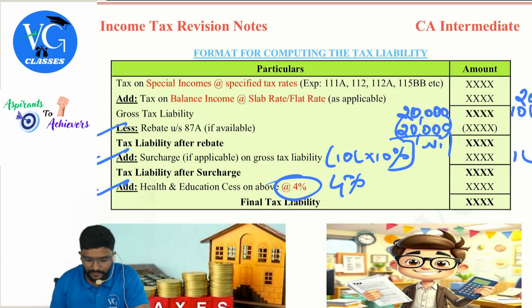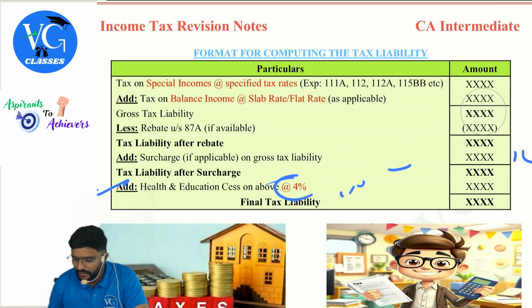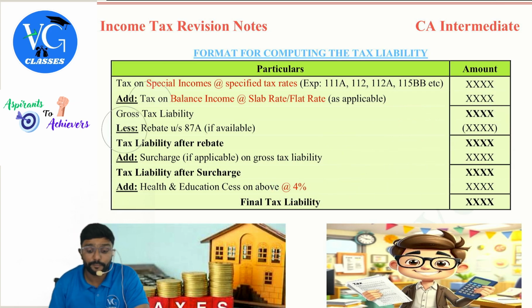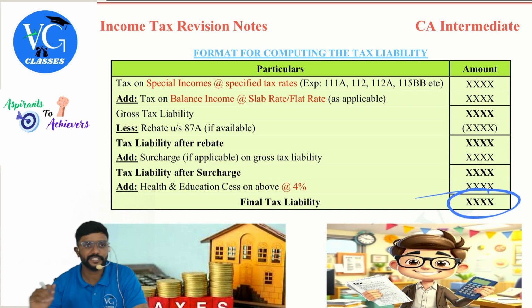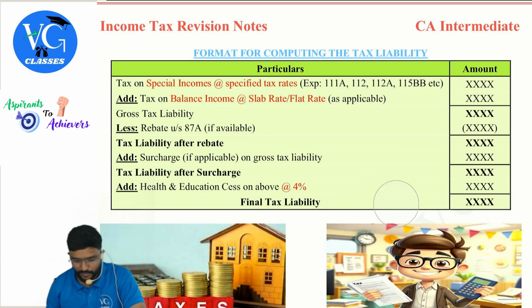Yes. So please be careful with the format, guys. Always you have to follow the same procedure, and especially rebate, when it is available, please provide it before cess. Very important. Before cess. Okay. So this will be my final tax liability which I need to pay to the government, and this should always be rounded up to the nearest 10 rupees as per section 288B, guys. So this is about the format.